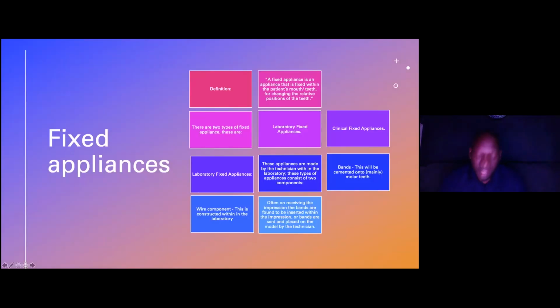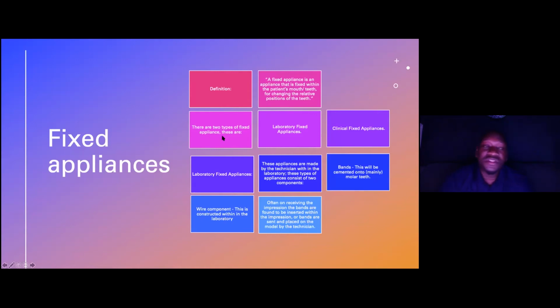All right, so now, bearing in mind, all these appliances would be made by a technician. This is not something that's made by a dentist or an orthodontist. It's made by a dental technician who specializes in orthodontics. So now we go to the fixed appliances, and the definition of a fixed appliance is an appliance that is fixed within the patient's mouth, for changing the relative position of the teeth.